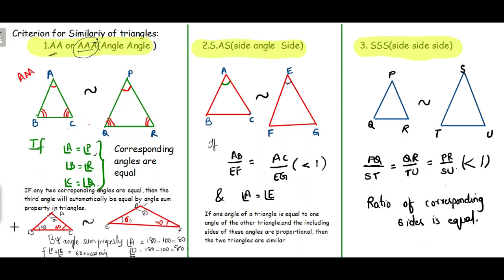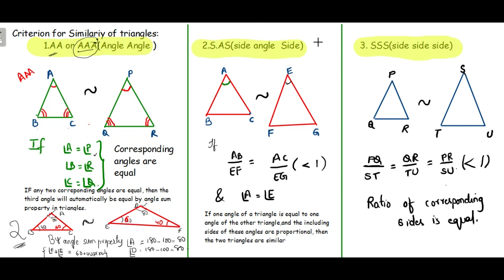If we can show that two angles of the first triangle are equal to the corresponding two angles of the second triangle, then we can say that these two triangles are similar to each other. If you have three angles equal, no issues, but it is enough to show that two angles of the first triangle are equal to the corresponding two angles of the second triangle. Then we can say that these two triangles are similar to each other.